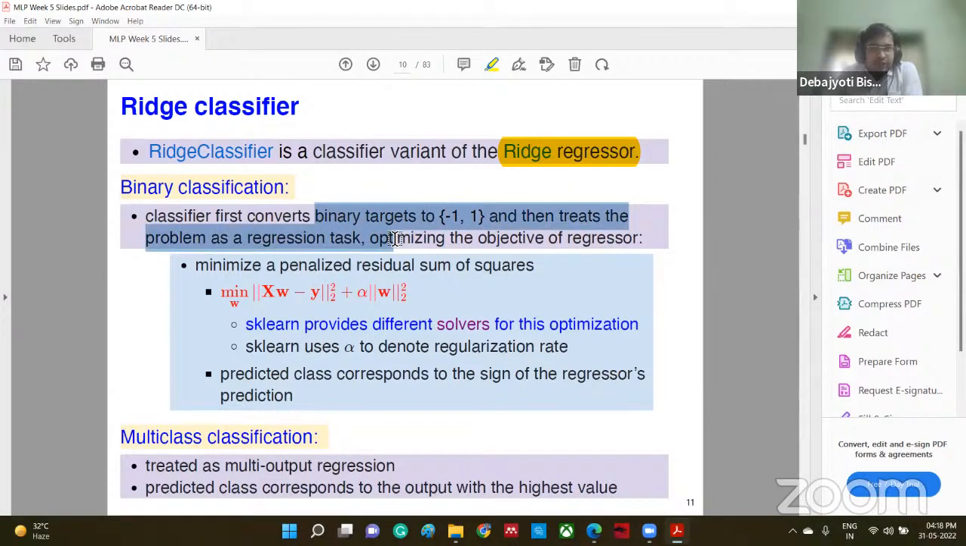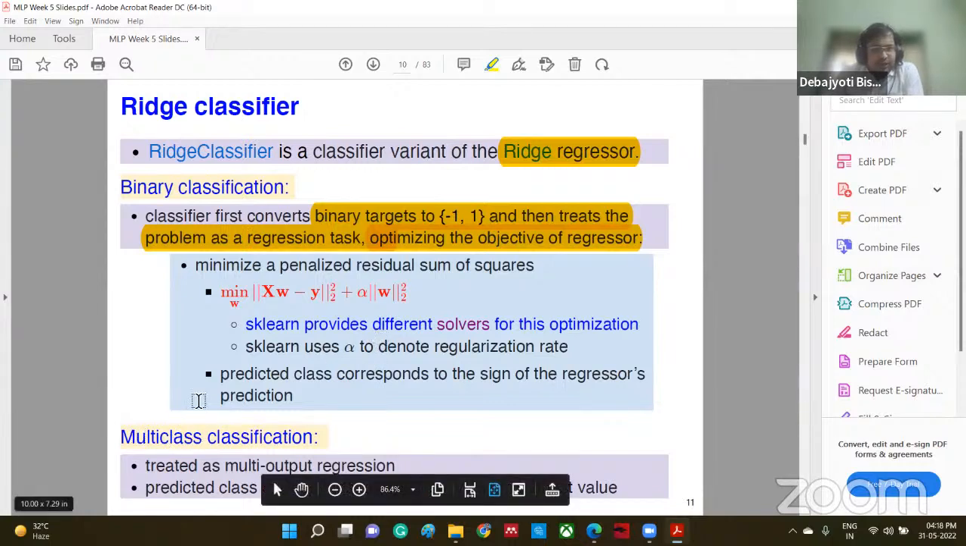So the classifier, what does it do? It converts the binary target to -1 to 1, and then treats the problem as a regression task, optimizing the objective of the regressor. So we have to check. And it minimizes the residual sum. This formula may not be that important, but still you can check it and remember it, not just remember what the Ridge classifier actually does. I mean that should be good enough.